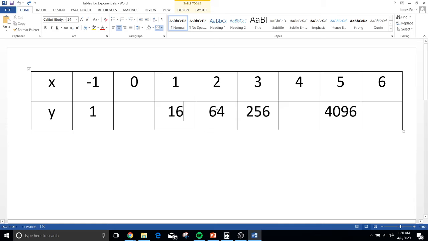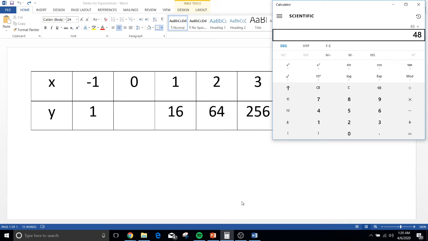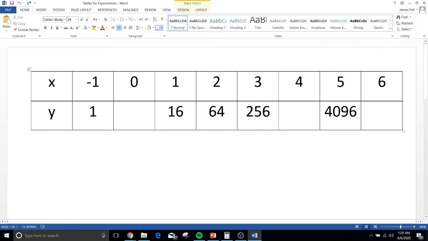Now, some of you will add 48 to 64 in your heads and realize, well, it's definitely not going to be 256. But let's go ahead and make sure by taking 64 and adding it to 48. This gives us 112, and since 256 is clearly not 112, we know we are not dealing with a linear function. Let's check to see if it's exponential.